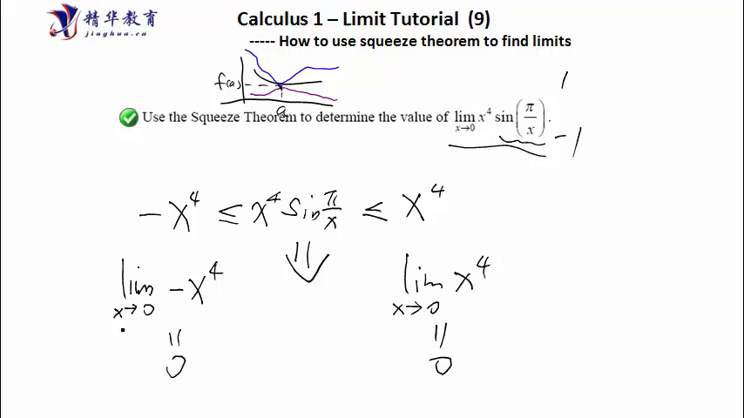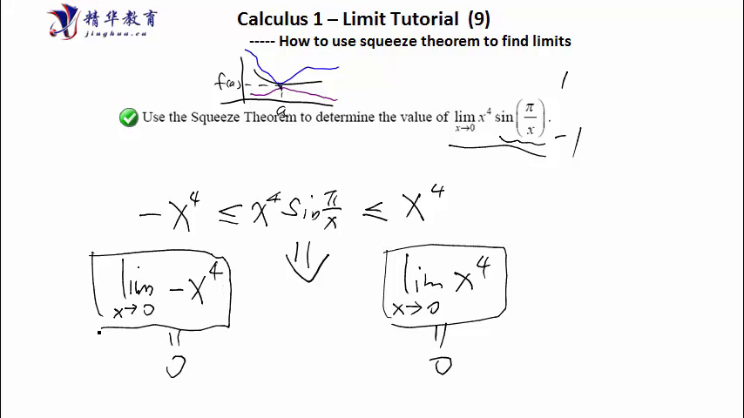That means both the upper one and the lower one are approaching the same value when x approaches 0. That means the middle one does not have a choice. It must approach 0. That is the final answer.